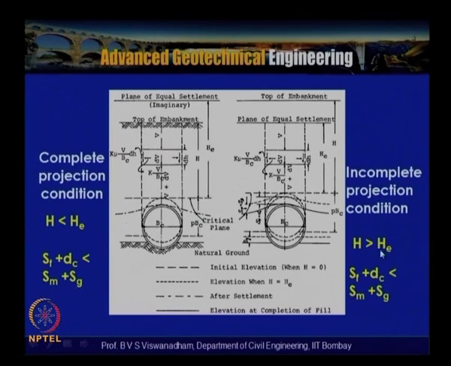The height of the embankment is more than He, and the pipe settles less than the critical plane, that is SF plus DC settles less than SM plus SG. Again here the shear forces are acting downwards. So both this complete projection condition and incomplete projection condition, which are shown, are for rigid pipes only.